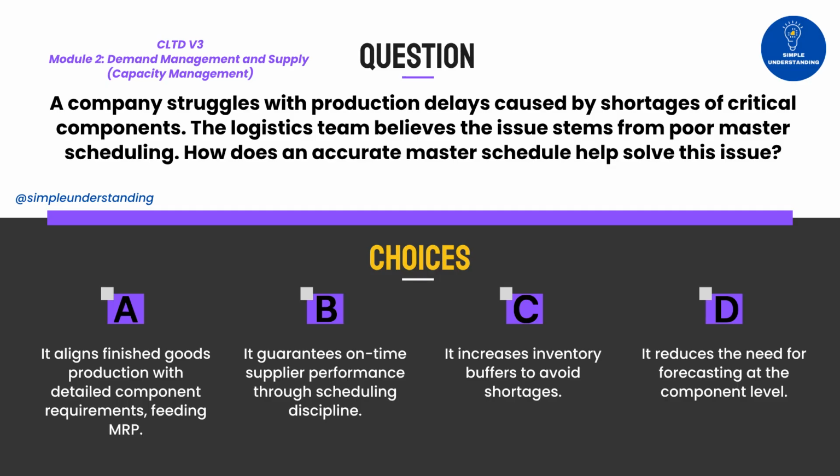The logistics team believes the issue stems from poor master scheduling. How does an accurate master schedule help solve this issue? A. It aligns finished goods production with detailed component requirements, feeding MRP. B. It guarantees on-time supplier performance through scheduling discipline. C. It increases inventory buffers to avoid shortages. D. It reduces the need for forecasting at the component level.